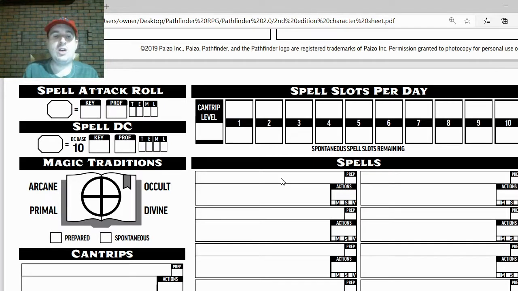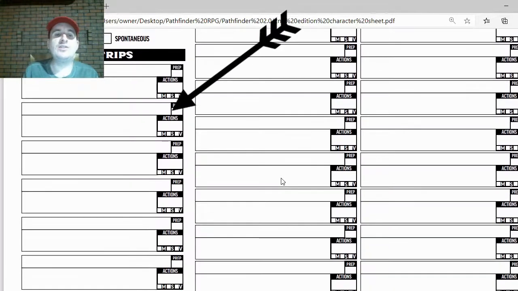There's also a special type of spell called a cantrip. Cantrips are very simple spells. So simple, in fact, that you can cast them as many times as you want per day, as long as you either know them or you have them prepared, depending on which type of spellcaster you are.